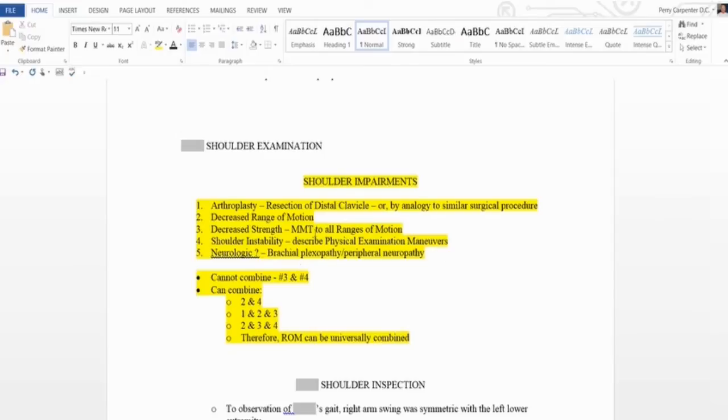What about neurologic impairments? We have procedures to test for brachial plexopathy and peripheral neuropathy that could contribute to flail shoulder or shoulder instability. So in other words, we know the impairments in advance, and we know that we cannot combine decreased strength with shoulder instability. We know that we can combine decreased range of motion with shoulder instability. We can combine arthroplasty with decreased range of motion and decreased strength. We can combine decreased range of motion, decreased strength, and shoulder instability, and therefore range of motion can be universally combined. So we need to have a fabulous and compelling range of motion examination.